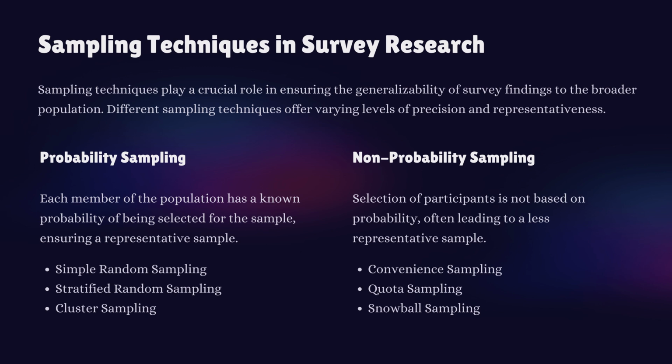Non-probability sampling may not be representative. For example, convenience sampling, selecting easily accessible participants. Quota sampling, ensuring specific characteristics in the sample. Snowball sampling, participants refer others to the survey.